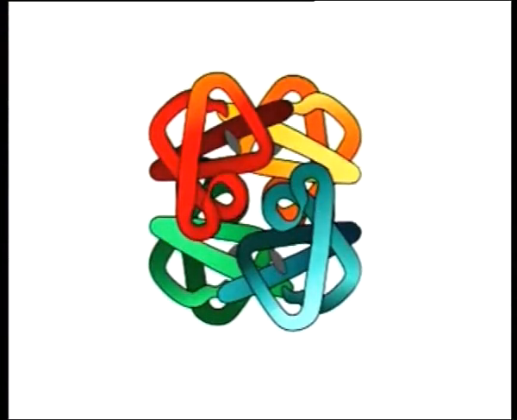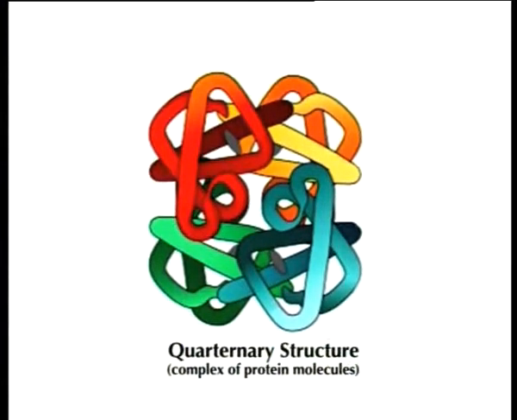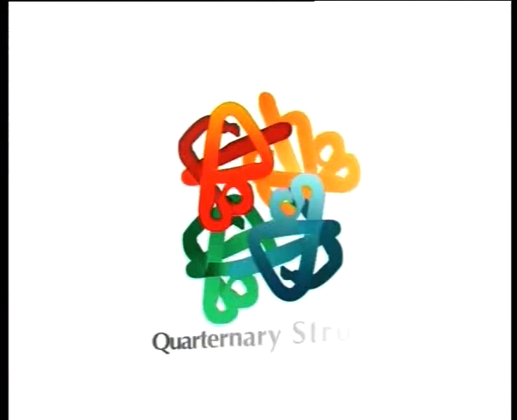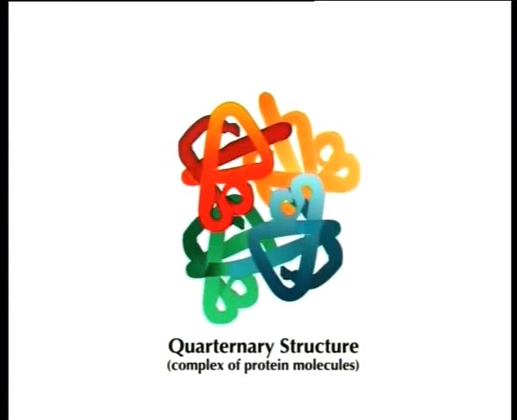Now, let us discuss the quaternary structure of proteins. Proteins containing more than one polypeptide chain exhibit a fourth level of structural organization. Each polypeptide chain in such a protein is called a subunit. Quaternary structure refers to the spatial arrangement of subunits and the nature of their interactions.